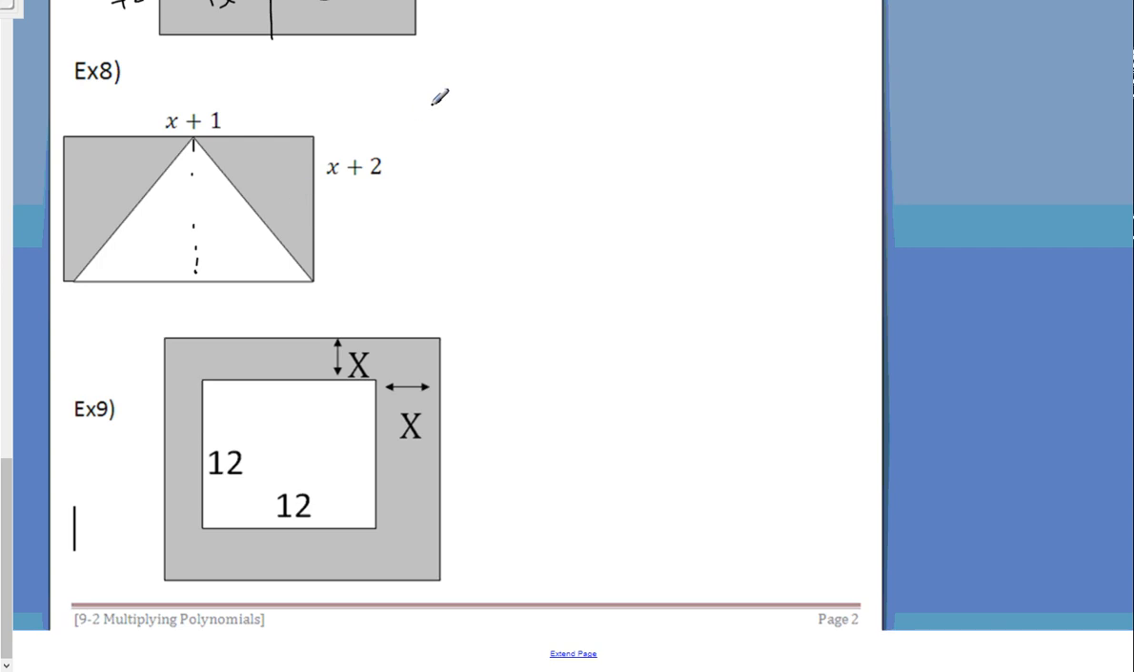So what I'm going to do is this. I'm going to do x plus 1 times x plus 2. That will give me the area of the whole thing. But then I need to divide it by 2 at the end. All right? So that's what I'm going to do. I'm going to multiply x plus 1 times x plus 2. What do I get?